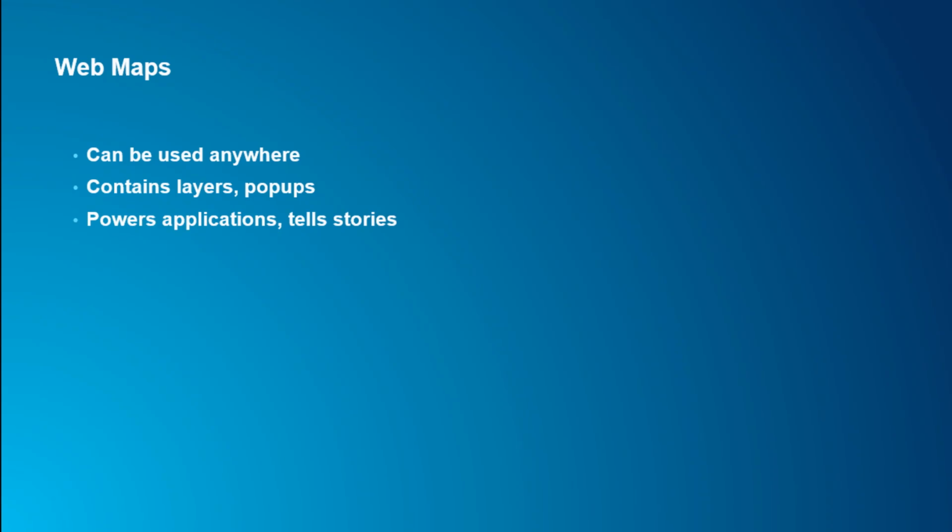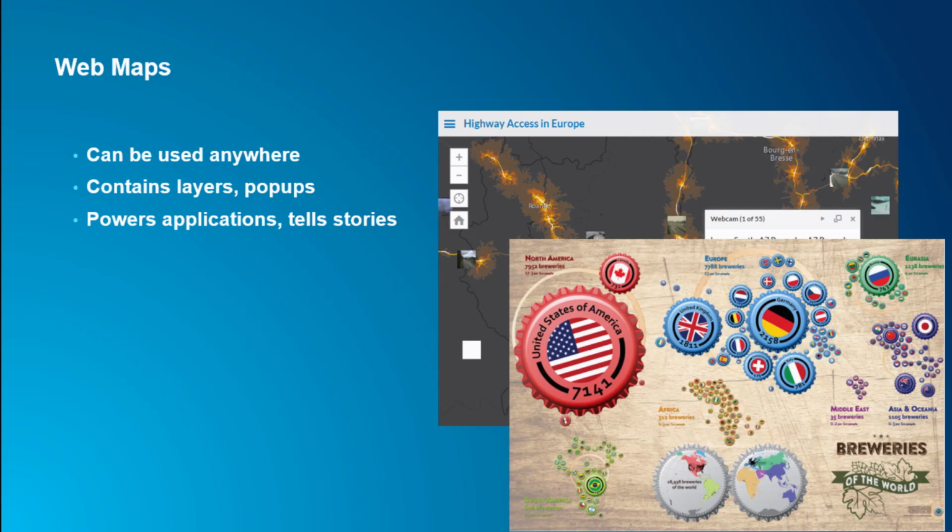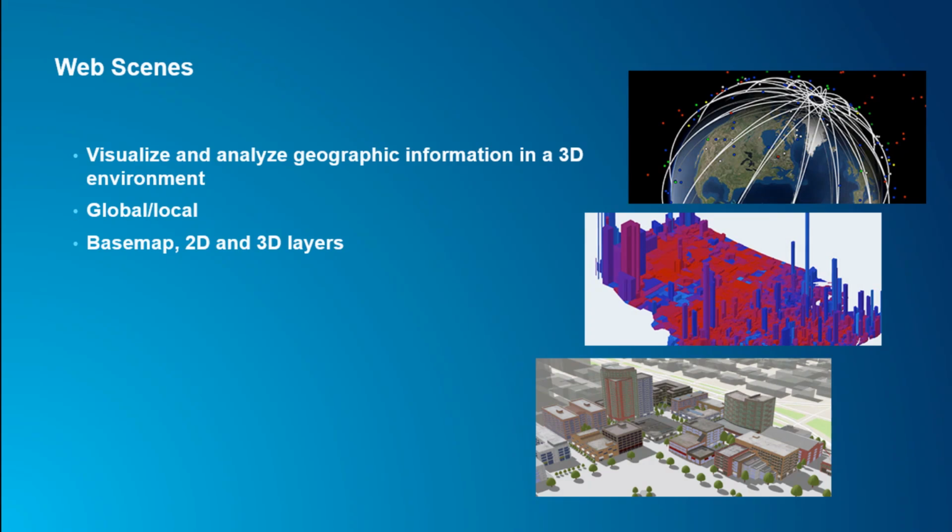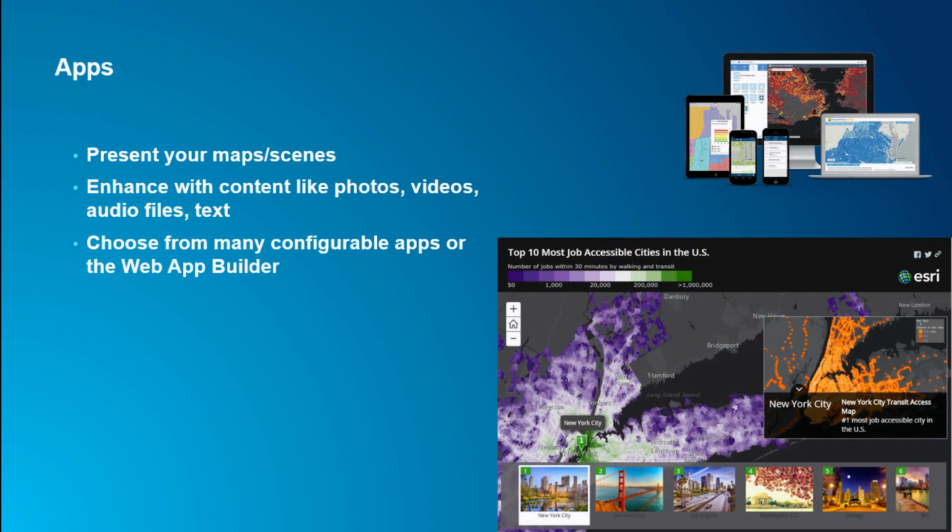And web maps contain layers, and layers may have pop-ups. And web maps can be used to power applications that tell stories. So the web maps can be very interesting, as you can see here. And we've got web scenes, which are 3D, and you can visualize 3D content at the global scale or at local scales. And web scenes can contain basemaps, 2D layers, as well as 3D layers.